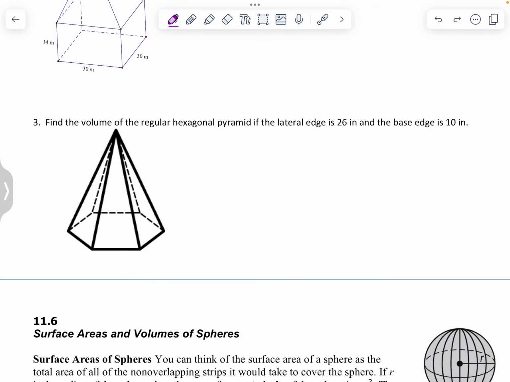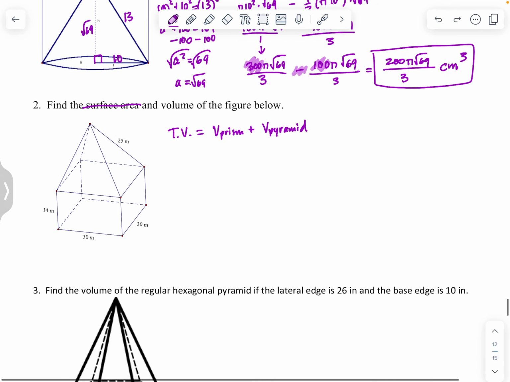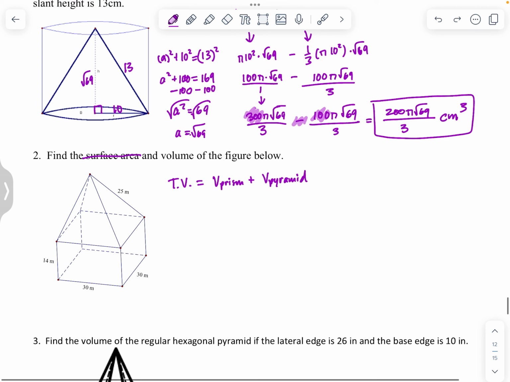And this one you should actually be able to do because it is just a hexagonal pyramid. So you need the area of the base times it. So that's all I pretty much have.